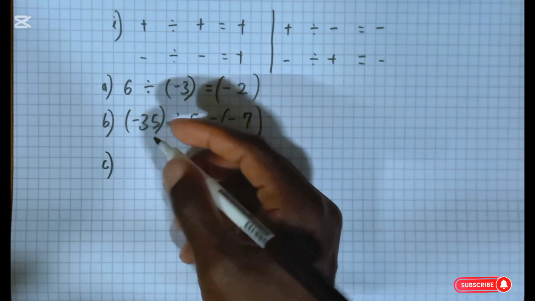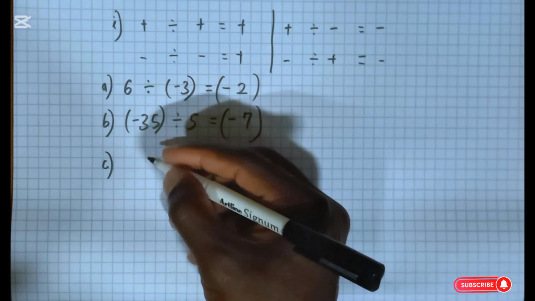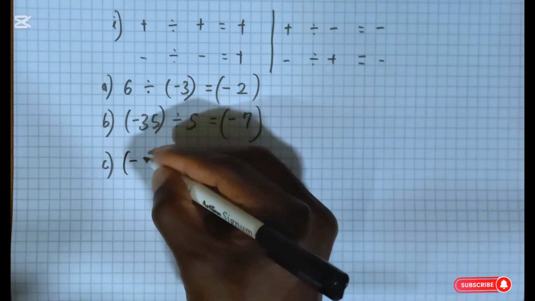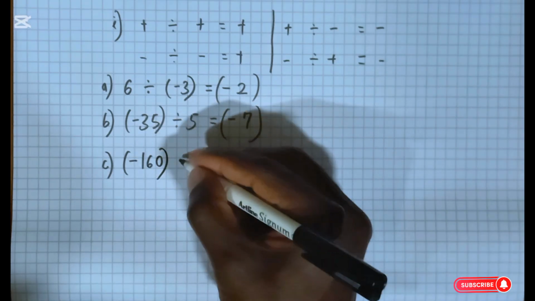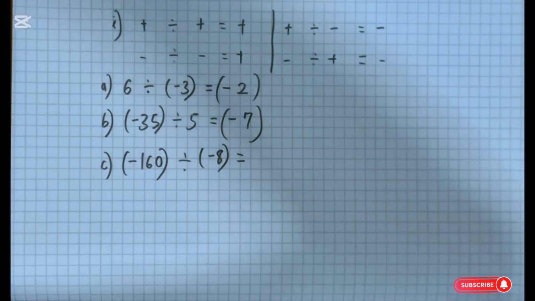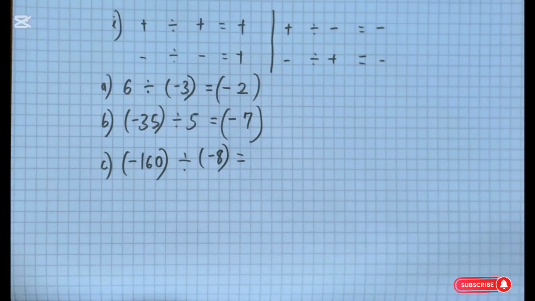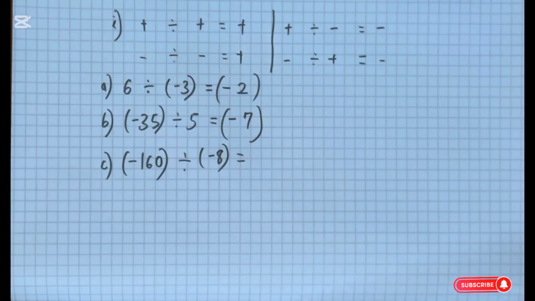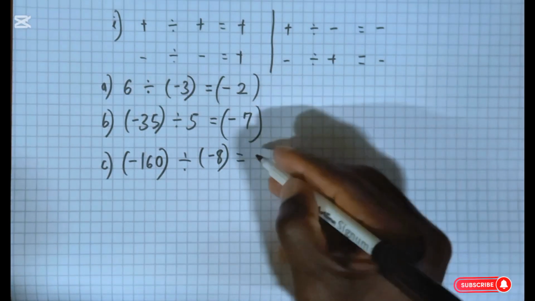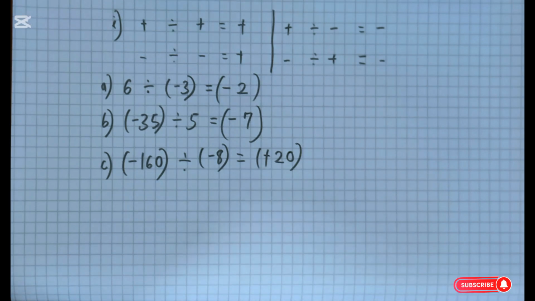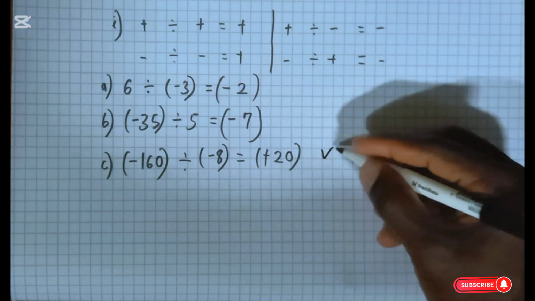For our last example, let's say we are having negative 160 and we are dividing it by negative 8. So what do we expect to get? It's a negative number divided by a negative number. Anytime we divide negative numbers, we expect that you get a positive quotient. So that's going to give us positive 20, as you can already see right there.